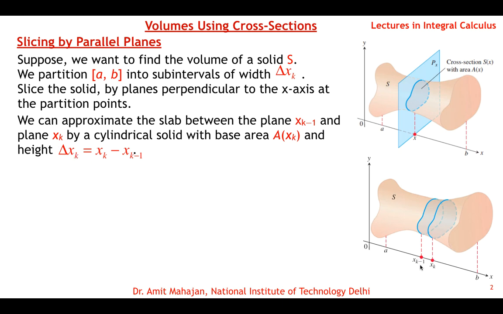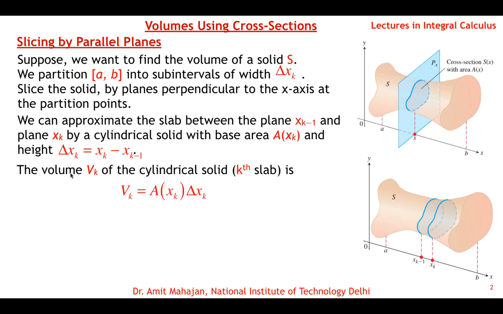So on the kth partition, which is from xk minus 1 to xk, if we cut this solid at the points xk minus 1 and xk, it will generate this slab whose base is the area of the cross section, and whose height is simply from xk minus 1 to xk, that means delta xk. We can calculate this product as the cross-sectional area A(xk) times delta xk, and if we calculate all such pieces and add them up, that will be the entire volume, written as a Riemann sum.